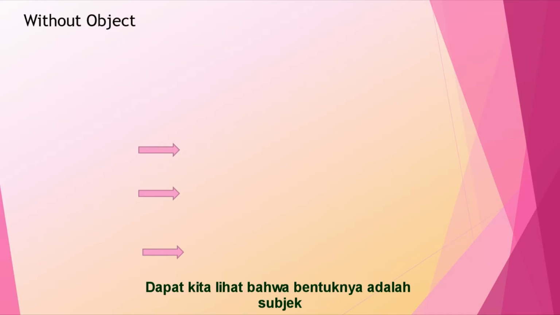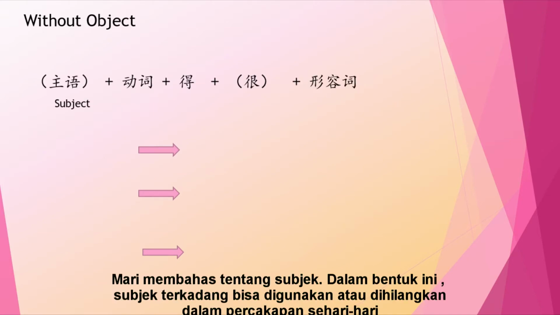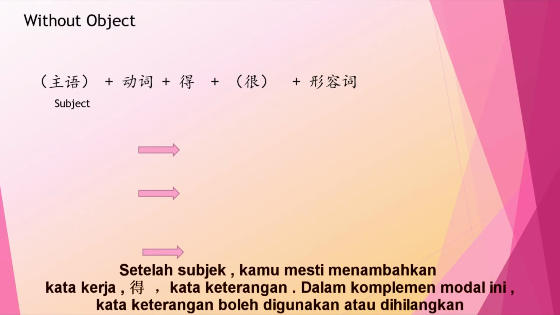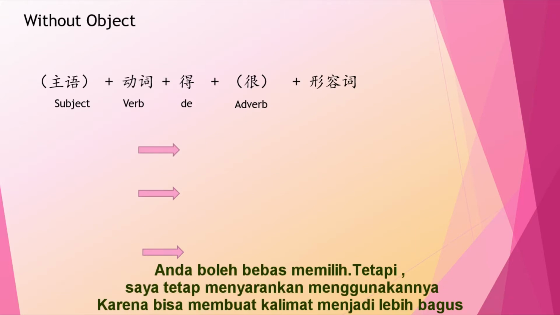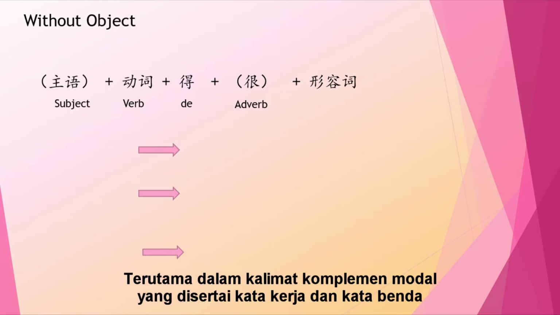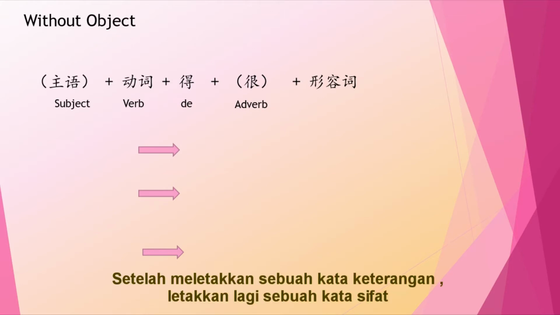As you can see, the pattern is subject. Let's talk about subject. In this pattern, sometimes subject can also be omitted or can also be used in daily conversation, depending on what case we are in. After subject, you must plus the verb, and then plus the adverb. In modal complement, adverb usually can be used or omitted. It's up to you, but I also recommend using it because it can be used to make better sentences, especially on sentences with modal complement which is combined with verb and object. After you put an adverb, and then you have to put an adjective.